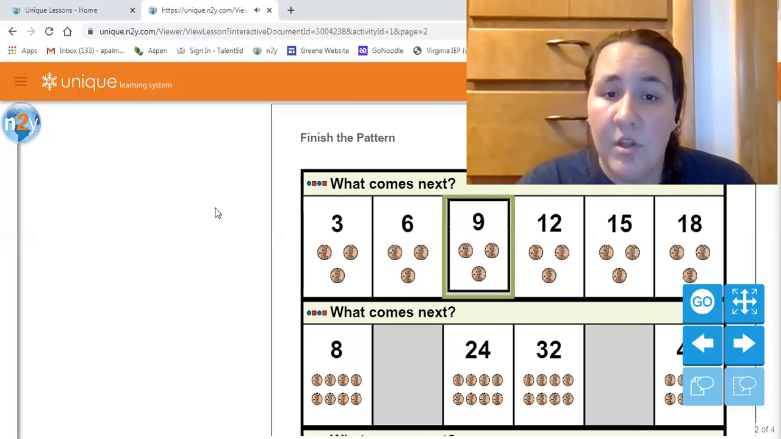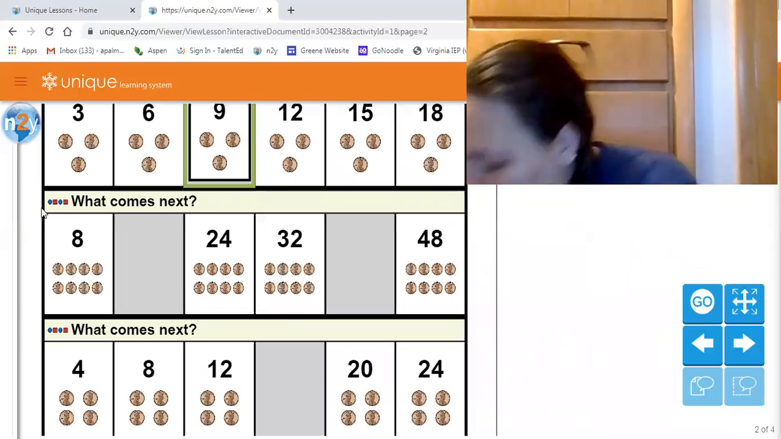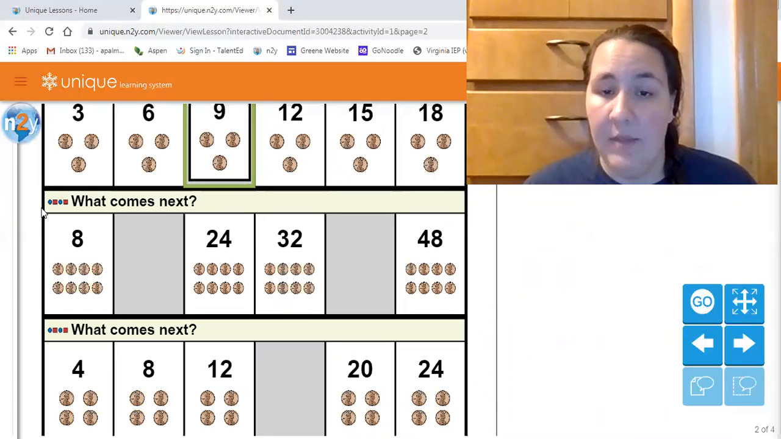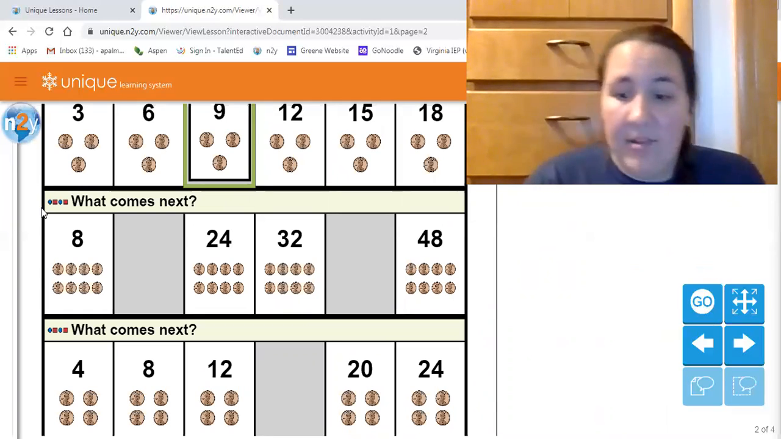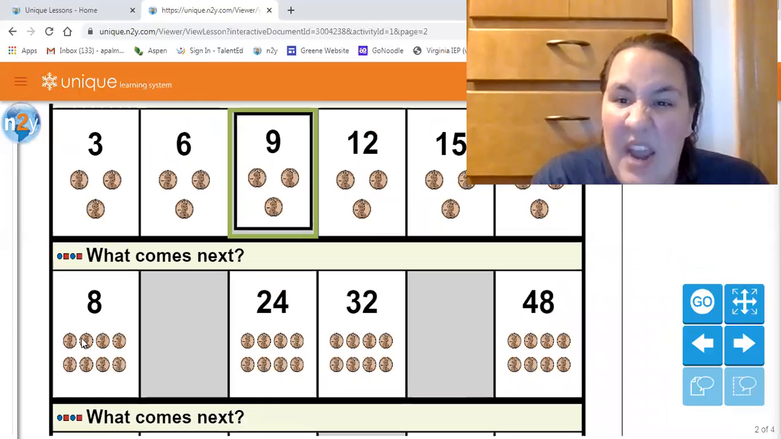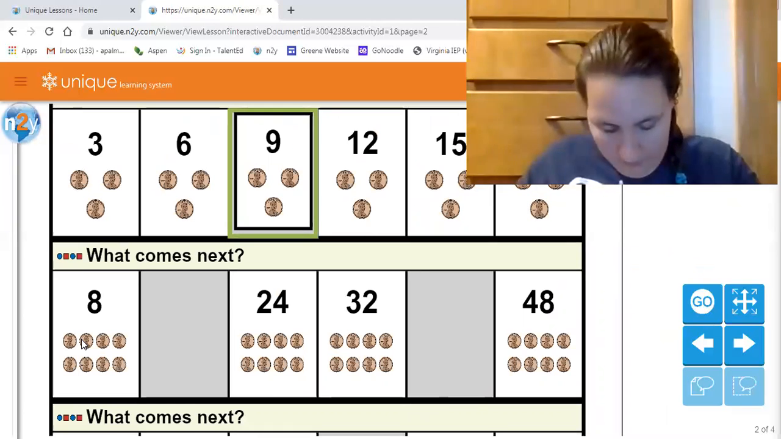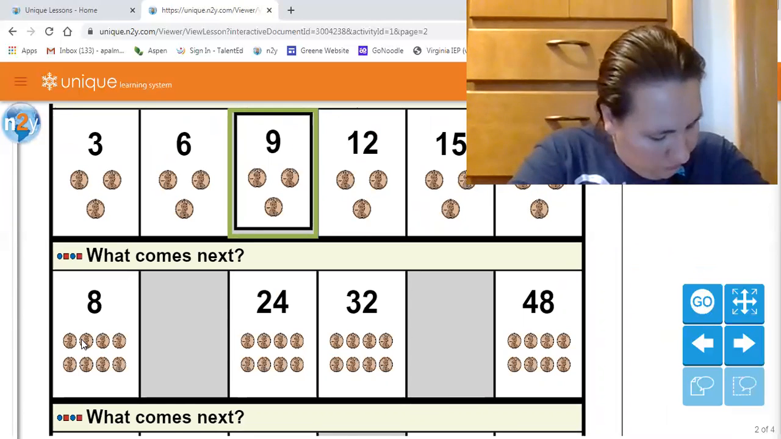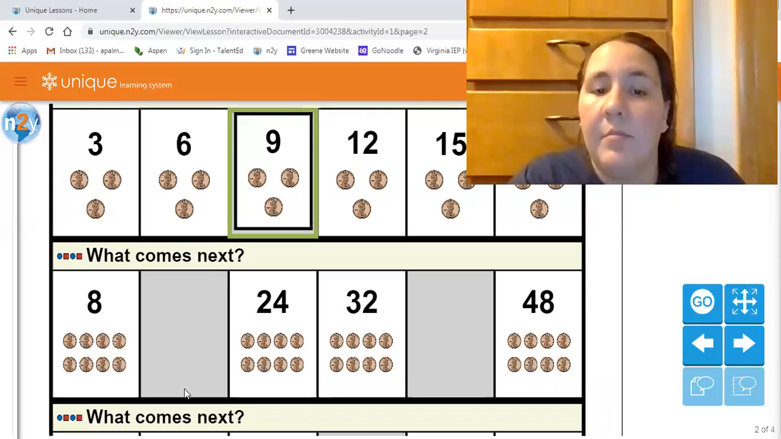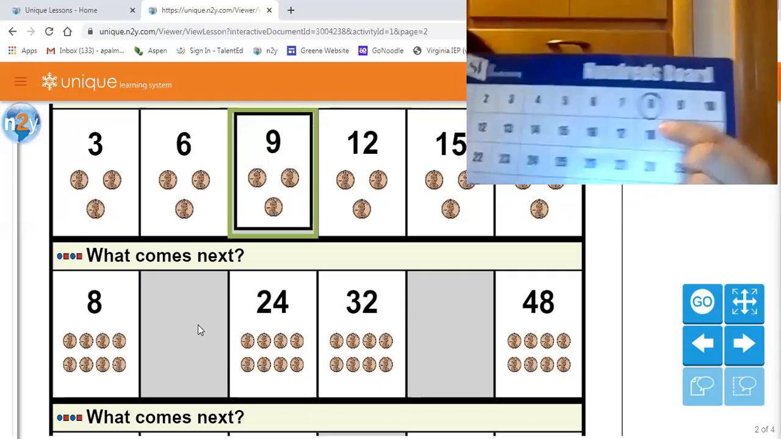All right, so I'm going to erase my hundreds chart so we can work on the next one. So the next problem, we are counting by 8s, right? I can see in the picture here there are 8 pennies, so I know I'm counting by 8s, but I'm going to start at the number 8. I need to figure out what comes next, so I need to add 8 more, okay? So I start at 8 and then count 8 more.